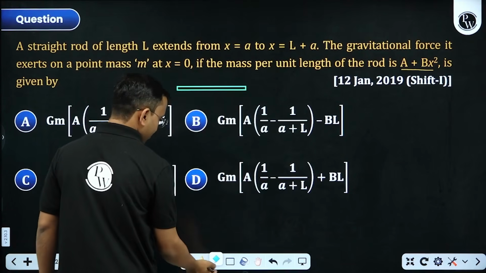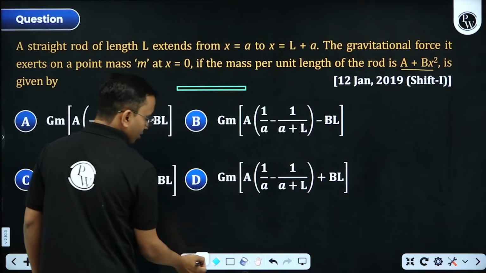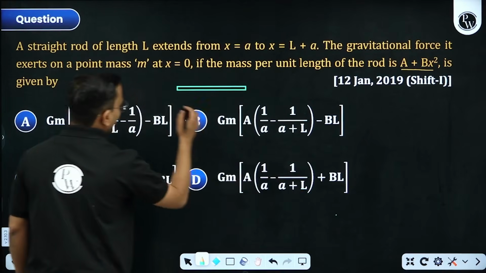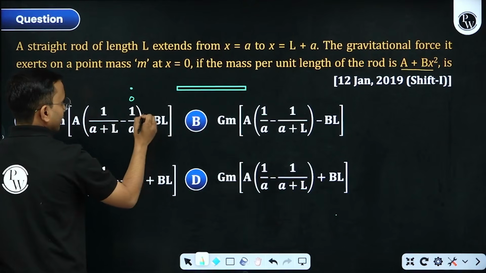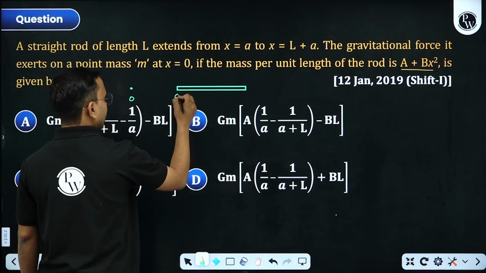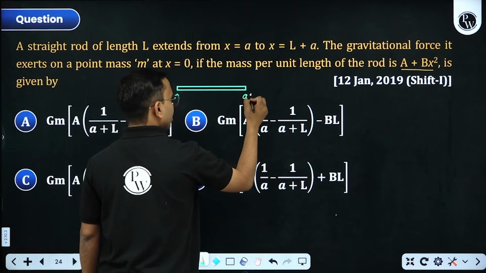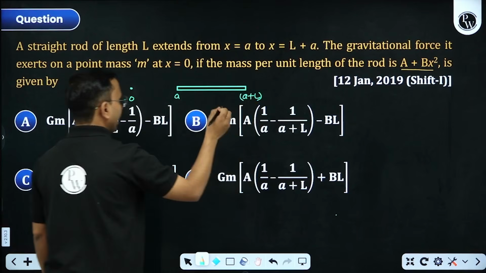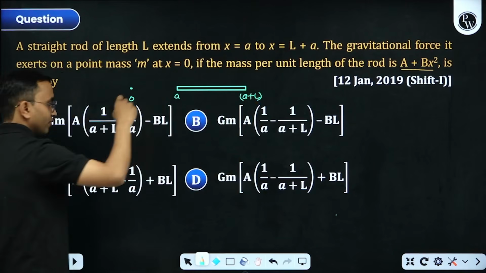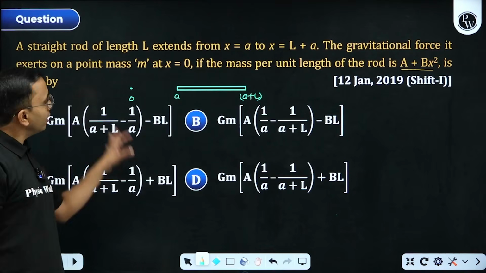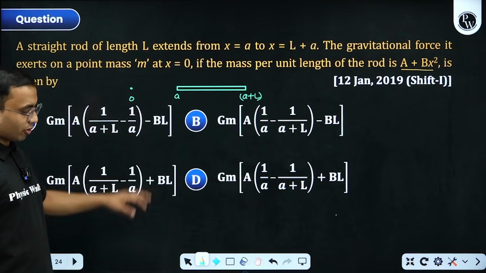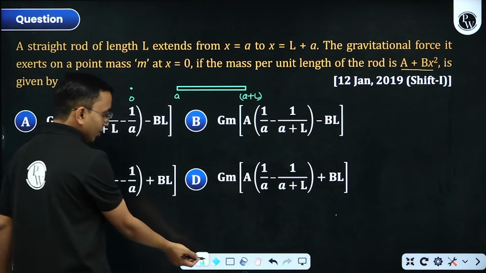This is the rod. This is my origin, O. And this rod is going from x equals a to a plus L. Here is my point mass. So first I'll find the field there and then I'll integrate that field to find the total field, and multiply that with the point mass. This is what I'm going to do. So I need the total field due to this rod at the center.